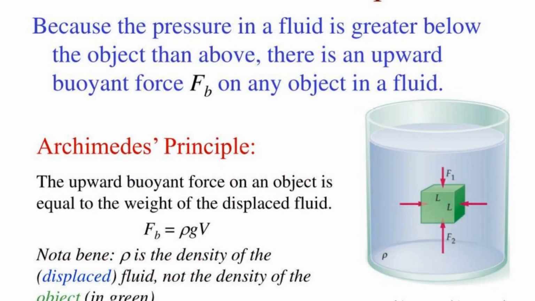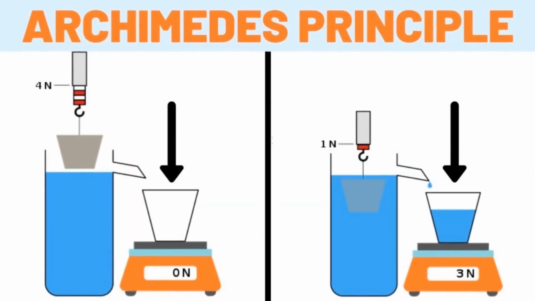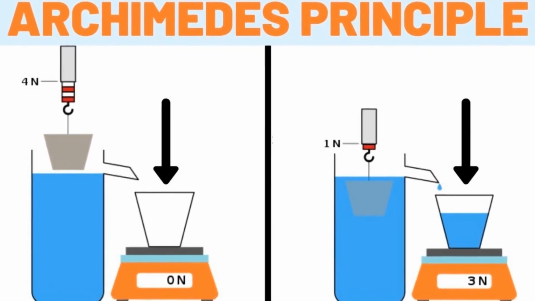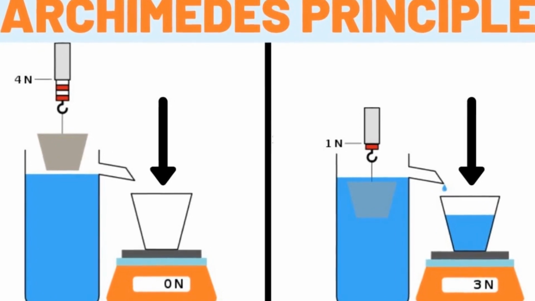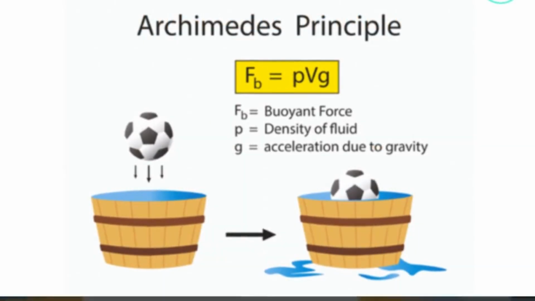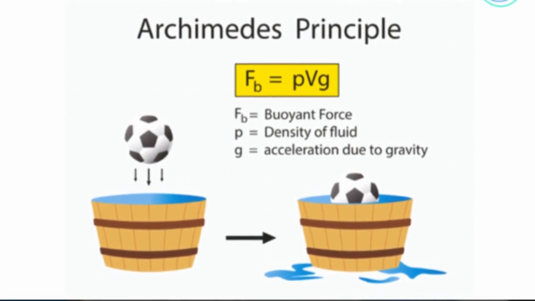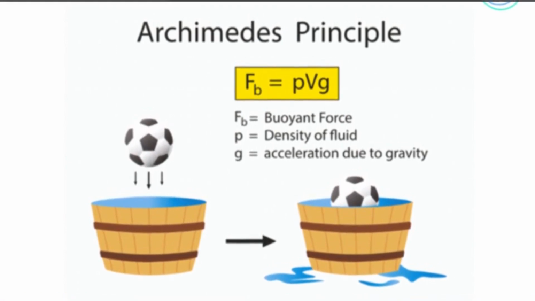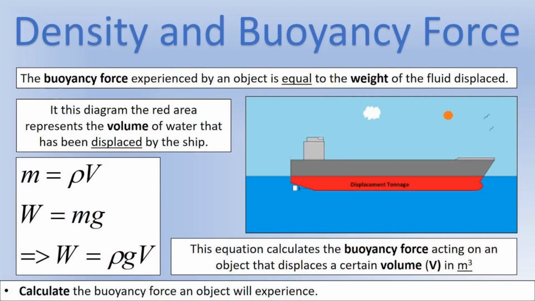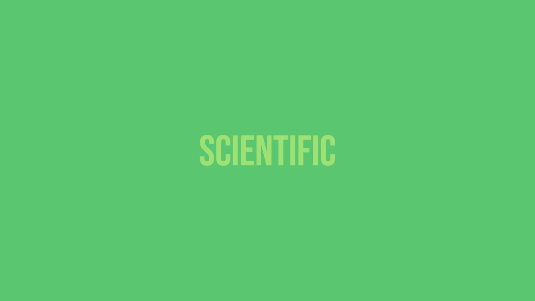Now, Archimedes' principle. Archimedes' principle is a law of physics that describes how a fluid exerts an upward force on an object that is partially or fully submerged in it. The upward force, also called the buoyant force, is equal to the weight of the fluid displaced by the object. The principle can be used to determine the density, volume, or mass of an object by measuring the buoyant force and the weight of the object.